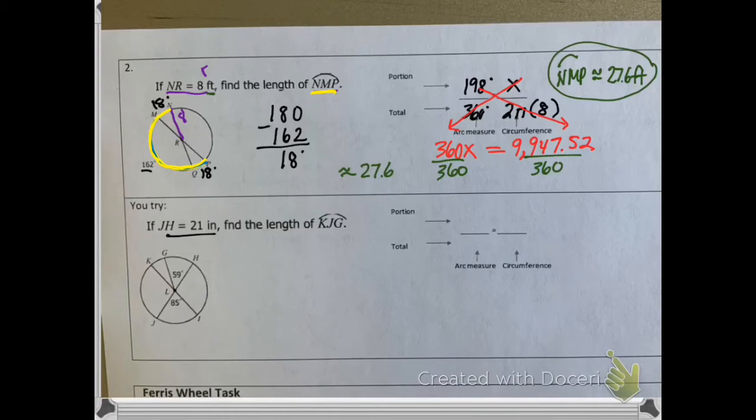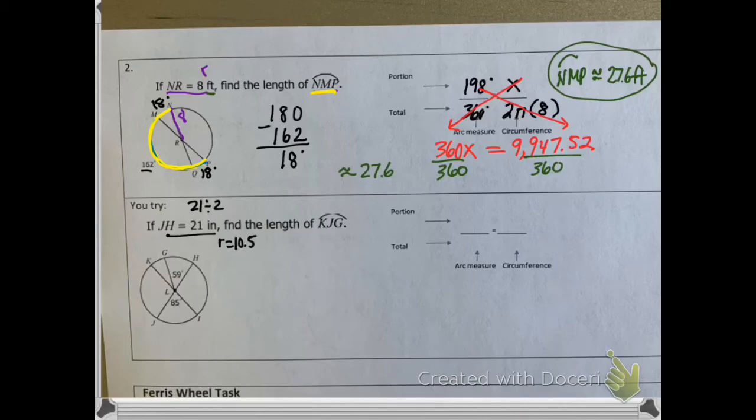So if I look at my picture from J to H, that's not the radius this time, that's the diameter. So to get the radius, all I have to do is cut that in half. So take 21 and divide it by 2, in order to get halfway across, which is 10.5. So the radius is 10.5.